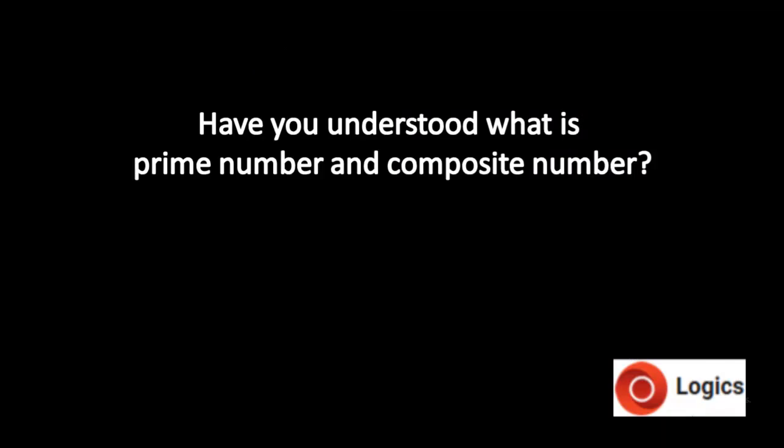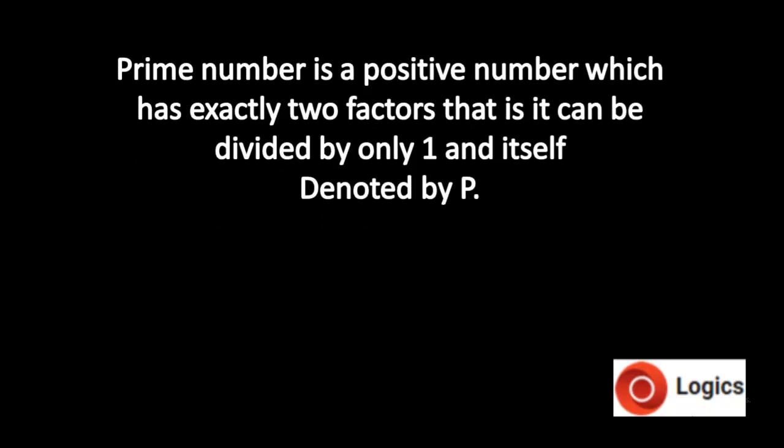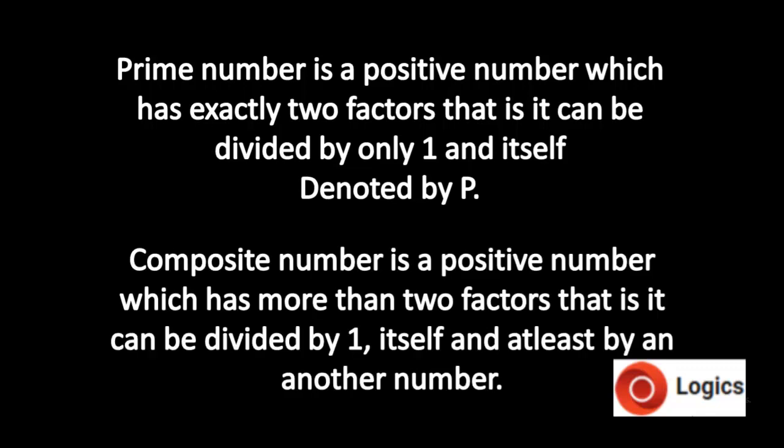Have you understood what is prime number and composite number? Yes. Can you define now? Prime number is a positive number, which has exactly two factors. The number is divided by only one and itself, denoted by P. Composite number is also a positive number, which has more than two factors. The number is divided by one, itself and another number.